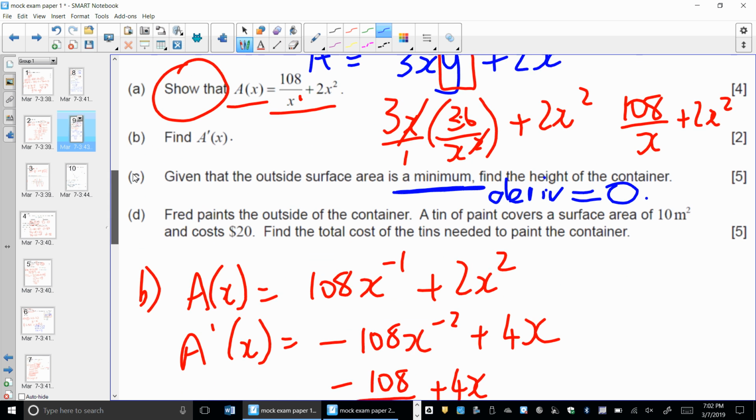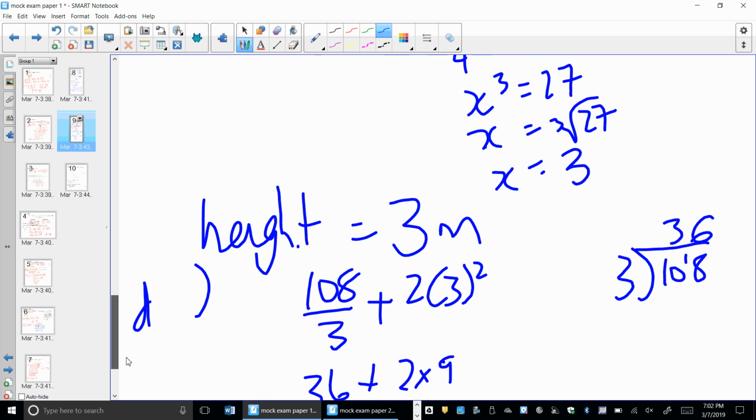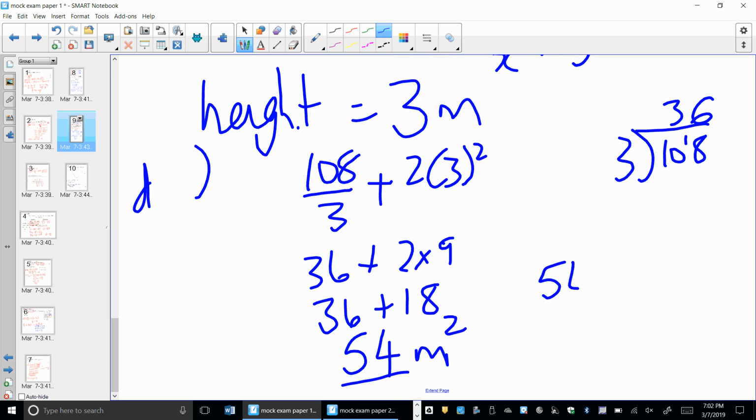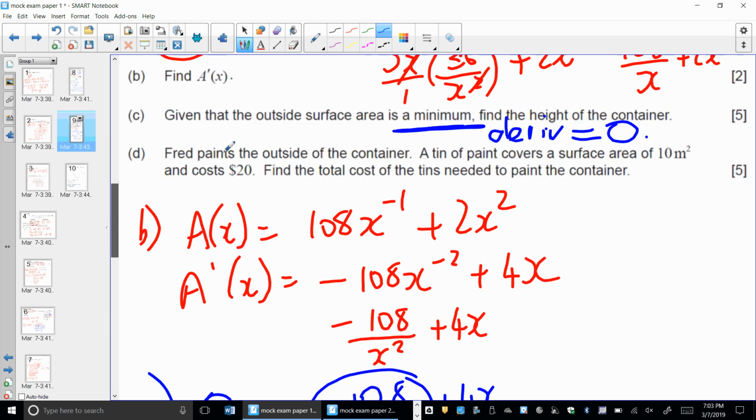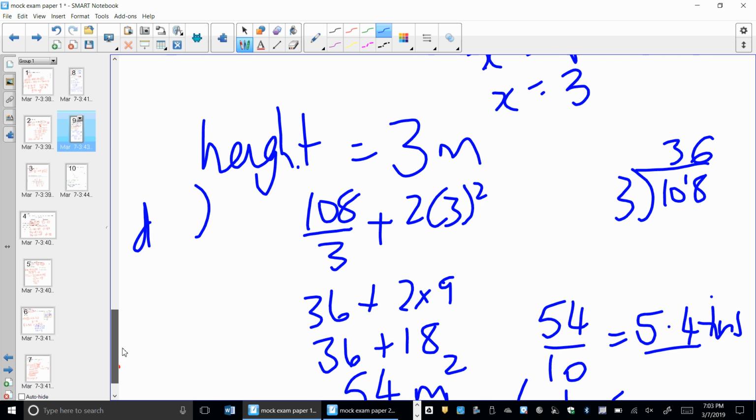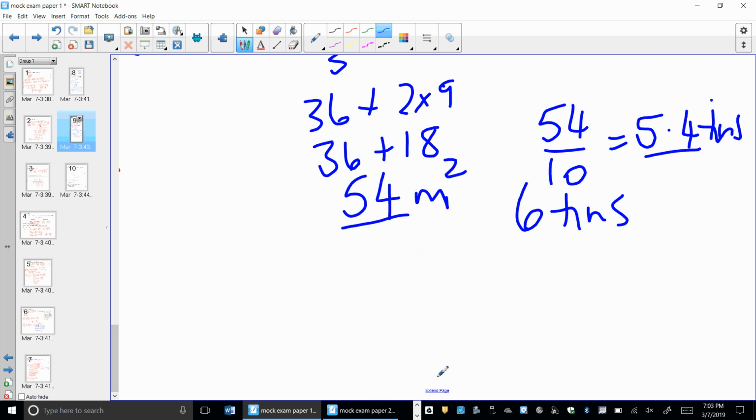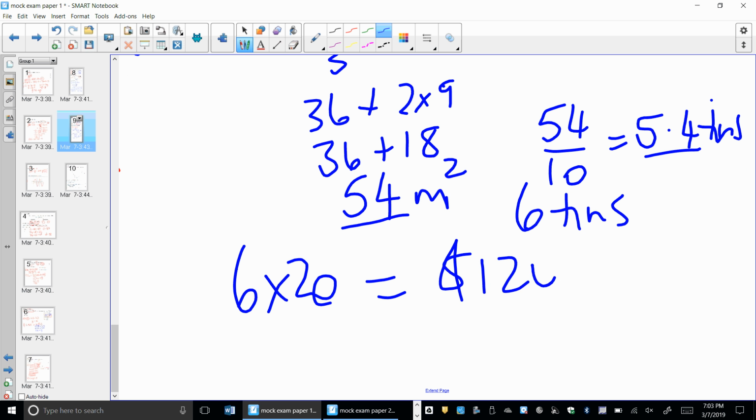Right, so if a tin of paint covers 10 meters squared, then that's going to be 5.4 tins. Can you buy 0.4 tins? No, so you need to buy 6 tins. And if each of them costs $20, it's going to be 6 multiplied by 20, which is $120.